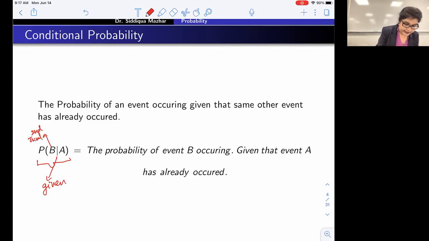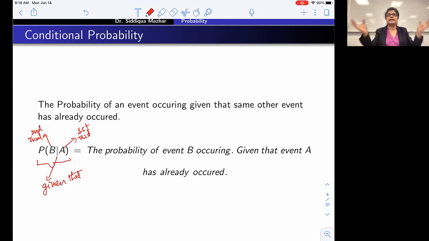And given that, the vertical line means given that event A, the first event or first trial, has already happened. So now you need to know both things. In our first definition, when I use probability of A and B, A was from our first experiment, and B was our second experiment. But when you do successive trials, this leads to conditional probability.